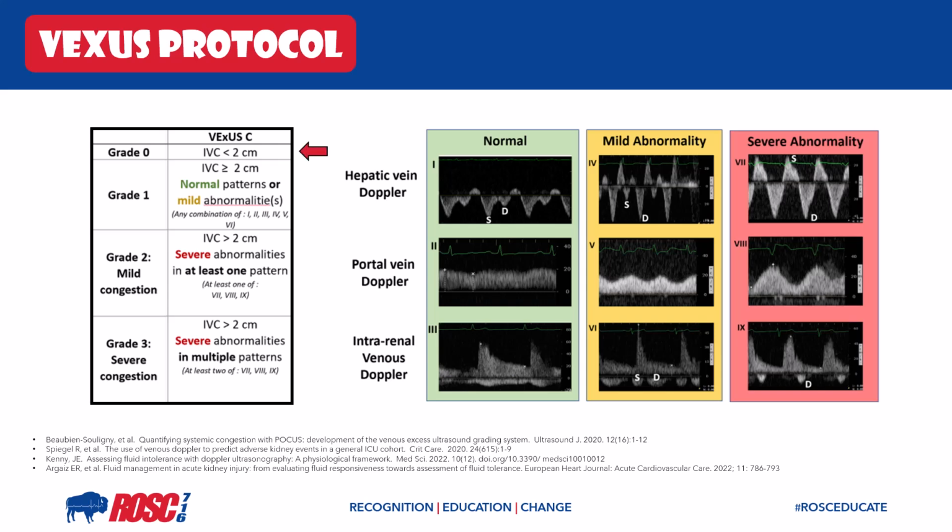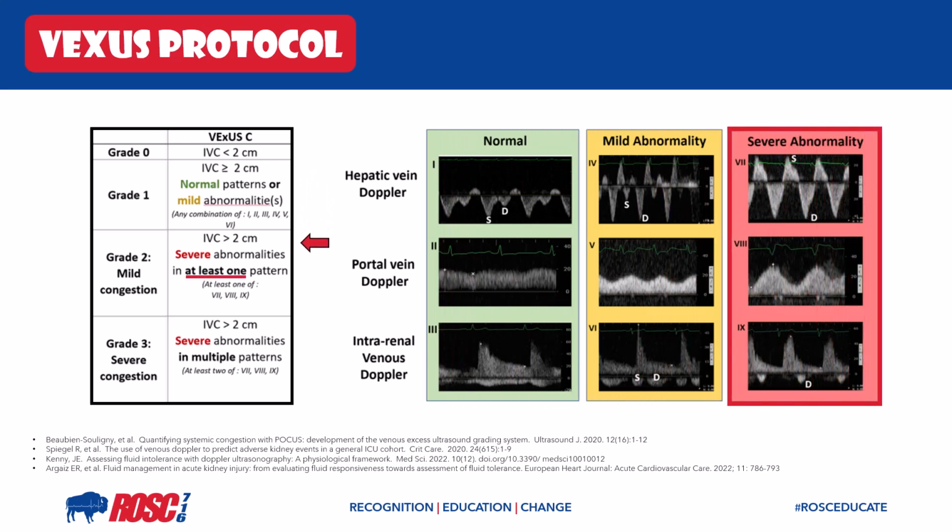So here you have an IVC that's less than 2 centimeters. You can stop. You're a grade 0. We know that IVC less than 2 centimeters is associated with a low CVP and a low risk for venous congestion. Now, during a VExUS grade 1 clinical situation, you would see an IVC that's greater than 2 centimeters, and the patient demonstrates either normal Doppler patterns or mildly abnormal hepatic, portal, and/or intrarenal vessel Dopplers. This is a patient that you could define as being at risk for early congestion.